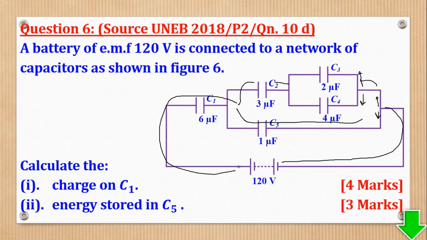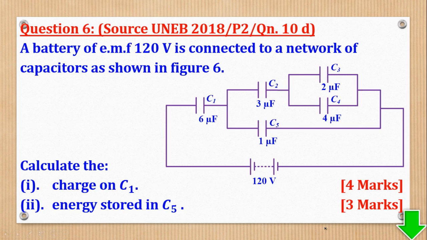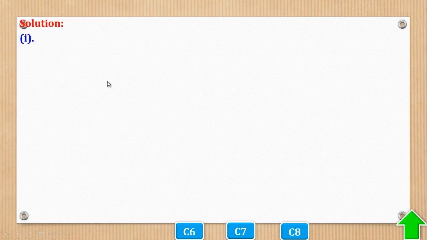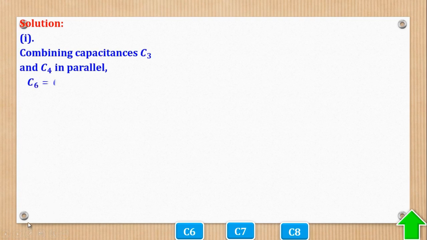So what does that mean? In order to get the effective capacitance, you have to first get where it last divided. So it is this part. So these two, we are going to first get the capacitance of these two combined parallel capacitors. So let's do that. So we shall come and say that combining C3 and C4 in parallel, we shall come up with that. So parallel we just add.